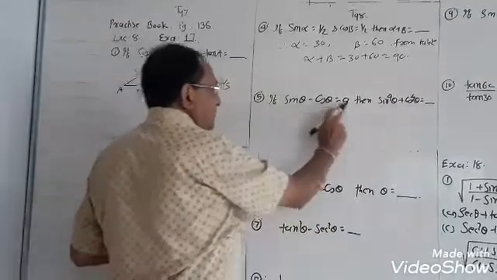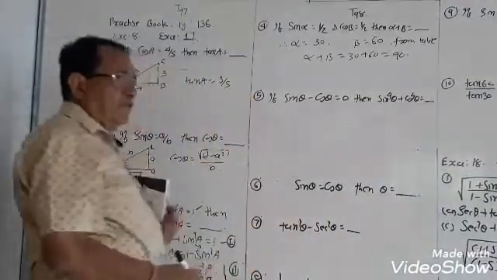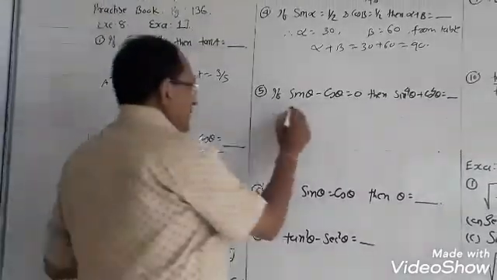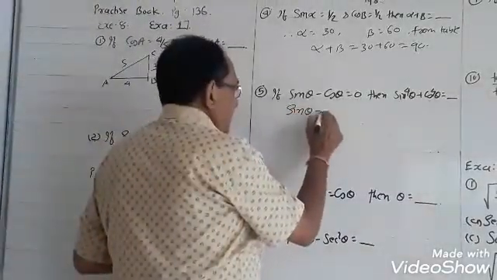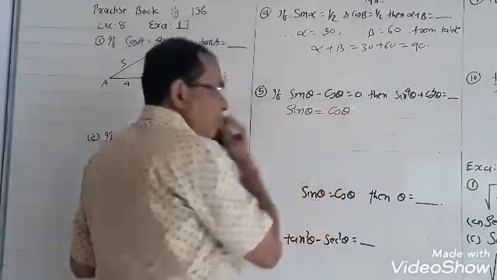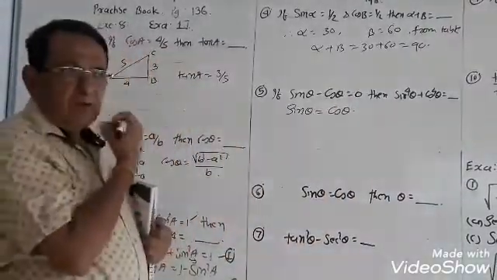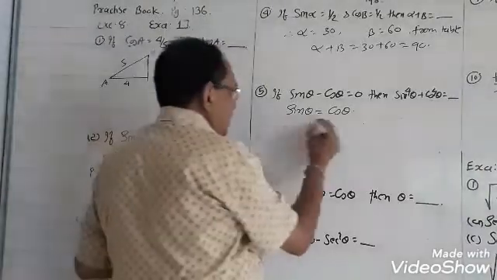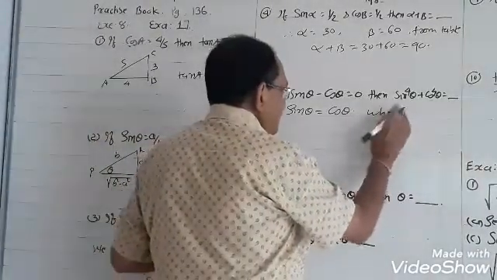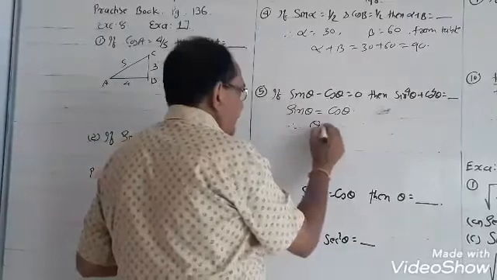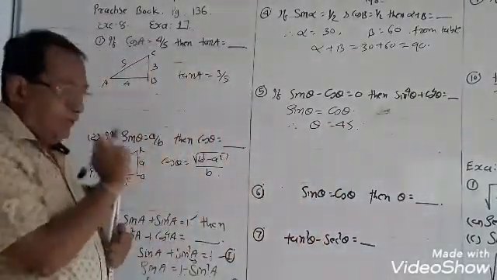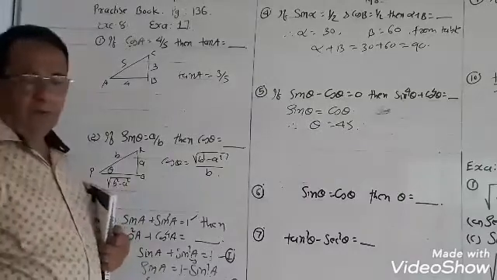Sin theta minus cos theta is equal to 0. Therefore sin raised to 4 theta plus cos raised to 4 theta is equal to dash. Sin theta is equal to cos theta. From the table, when are both values equal? When theta is equal to 45. Therefore theta is equal to 45. At 45, the value is 1/√2.